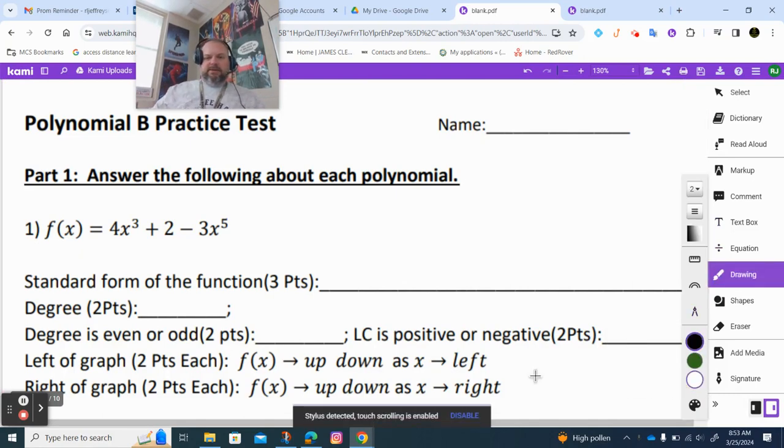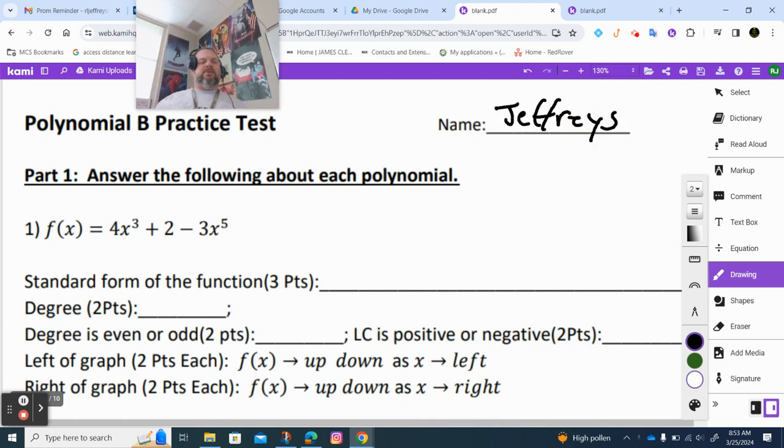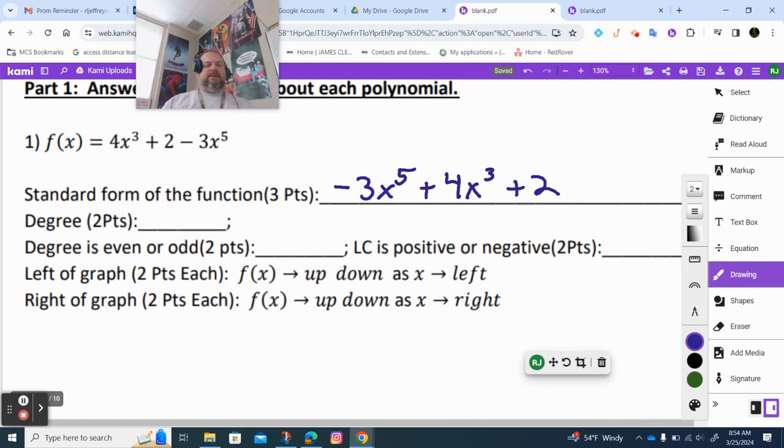We have our second part of our polynomials. All right. So first thing we have to do is put this into standard form. Okay. Standard form. Got it? Yeah. Okay. Good job. So, this should be a review because remember, standard form is highest exponent to the least exponent. All right. So once we have that, we can answer the rest of it.